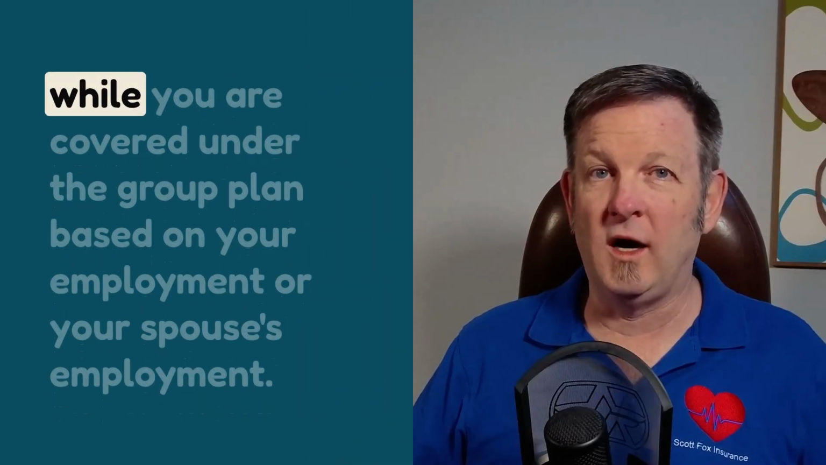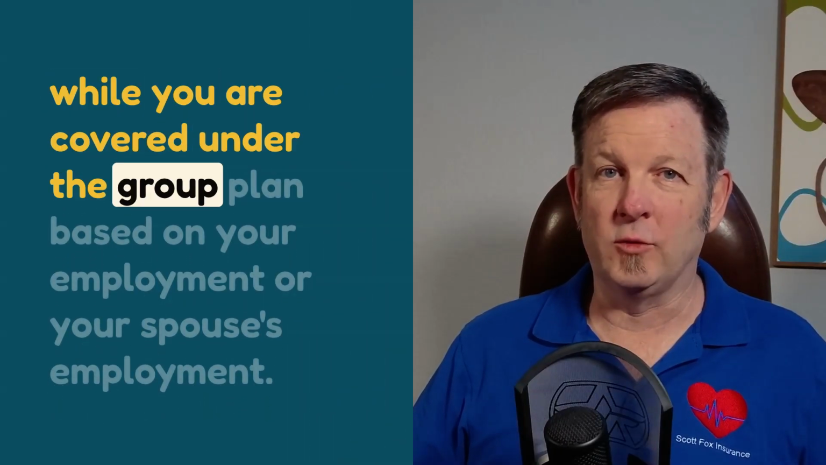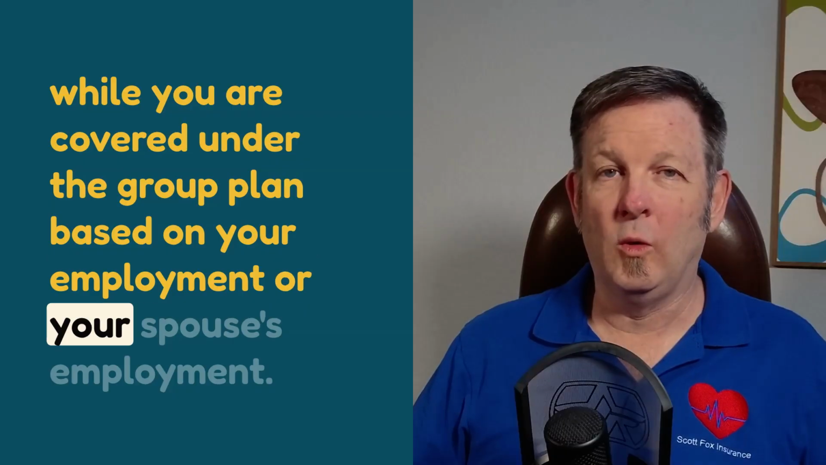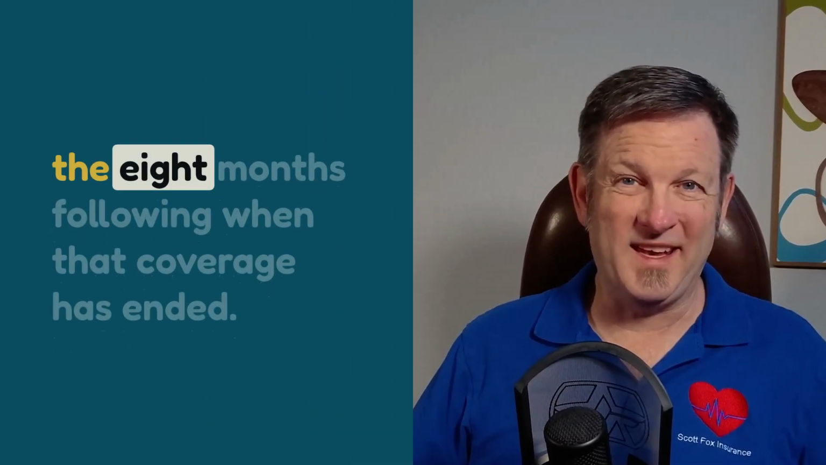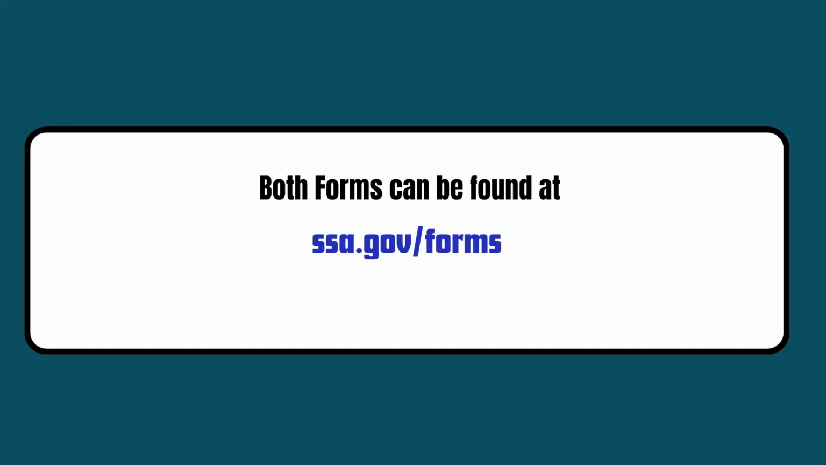So to qualify for a special enrollment period, you need to submit this application either while you are covered under the group plan based on your employment or your spouse's employment, or the 8 months following when that coverage has ended. If you miss this window and you enroll in Part B at a later time, you will be assessed a Part B late enrollment penalty. This penalty lasts forever. So both forms you need can be downloaded at ssa.gov/forms. There are also links down in the description.